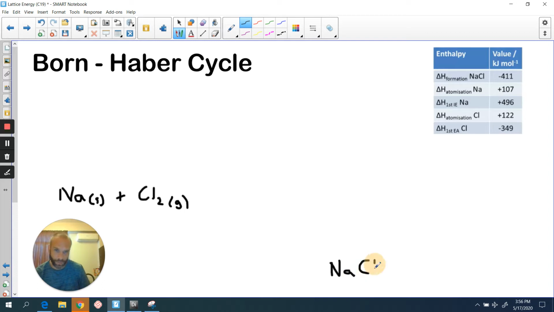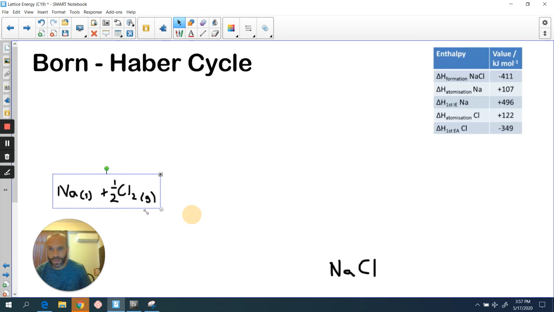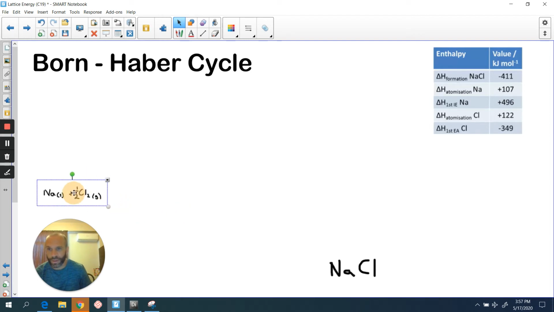You don't have to do this though. Right, the other thing that I should have changed here, we know that in order to form NaCl, we're going to have to halve the amount of chlorine in here in order to make sure that it is balanced. Okay, so I put the half in there. Right, so we're just going to go through step by step. I've done this a little bit big, so I'm probably going to make it a little bit smaller so we've got space. So that's our starting point.